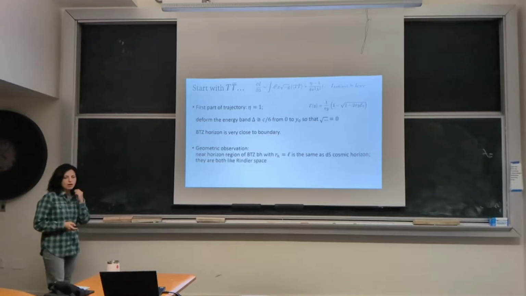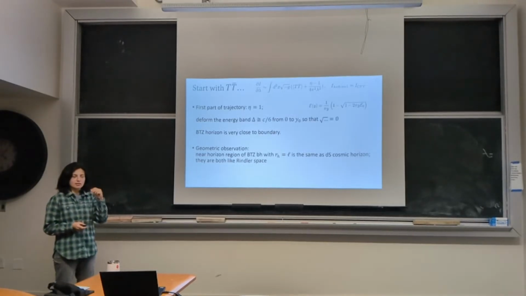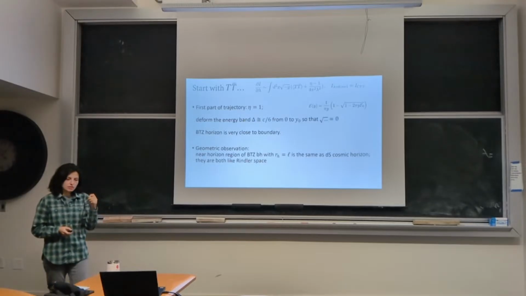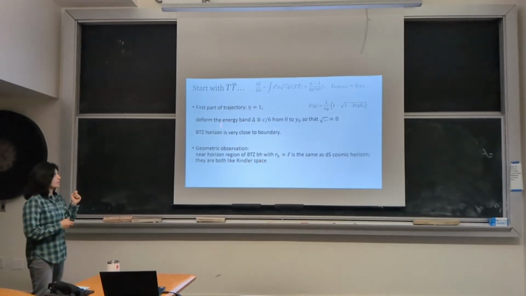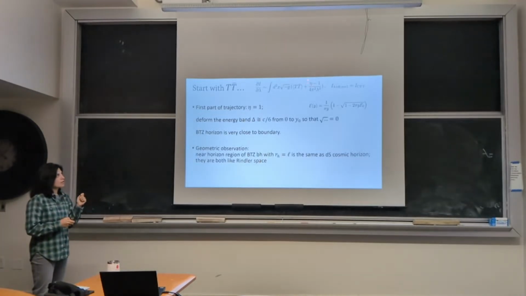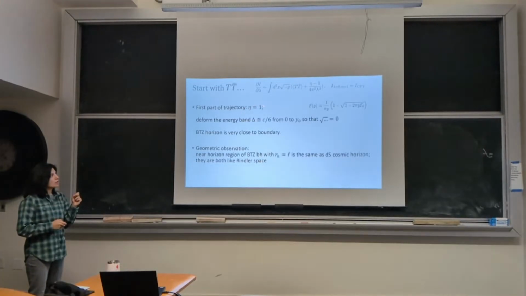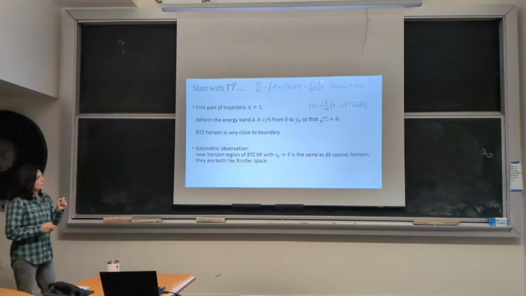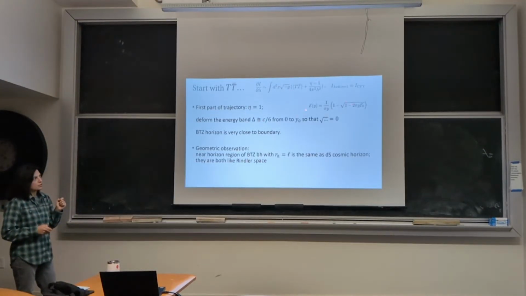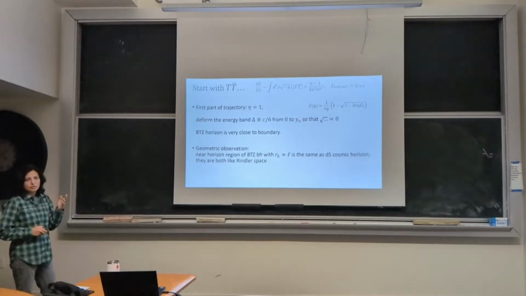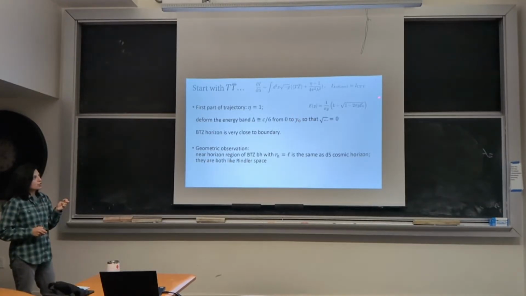So the first part of this trajectory that is giving us patches of the de Sitter space starts with actually APS. We start with eta equals 1, so we neglect this term for now, and deform the theory to some value of y, this dimensionless parameter. For the first part of the trajectory, we have this previous formula, and we deform the energy band around c over 6 from y equals 0 to some y naught, which is a non-zero value of y, so that the square root here vanishes.